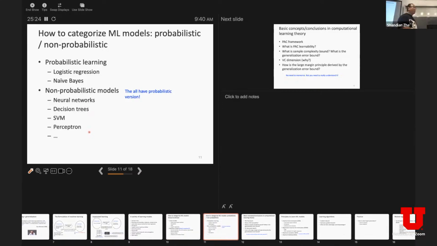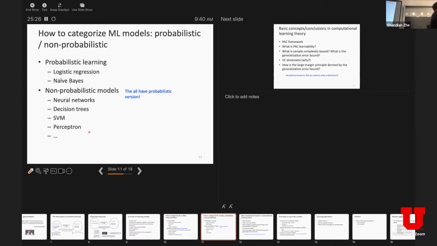And we can also categorize machine learning models into probabilistic and non-probabilistic, right? So probabilistic learning we have discussed recently, including logistic regression and naive Bayes, right? But non-probabilistic models are like neural networks, decision trees, SVM, perceptron, and so on, right? Those non-probabilistic models all have probabilistic versions, right? Those are not the topic of our class, right?